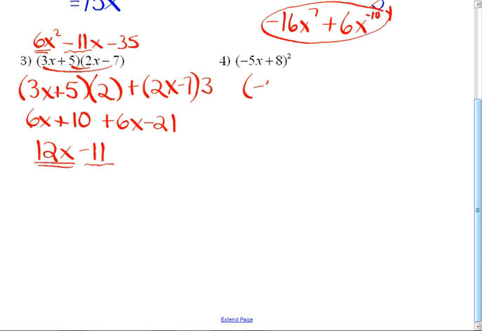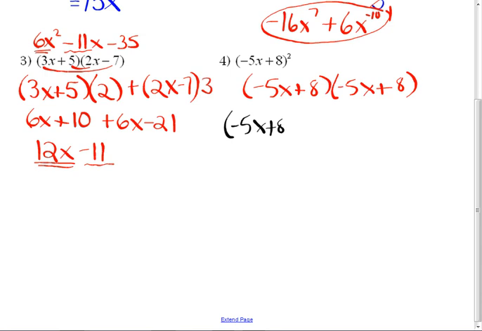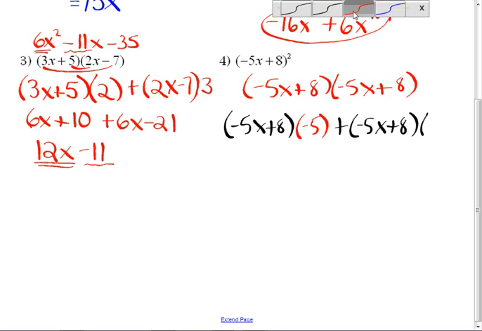So this is minus 5x plus 8 times minus 5x plus 8. There is another way to do it. It's a composite function, but we don't know how to do that yet. So minus 5x plus 8 times the derivative of the second one, which is negative 5, plus, then I leave this one alone, minus 5x plus 8 times the derivative of that one, which is negative 5. And you could add it all up if you wanted to.